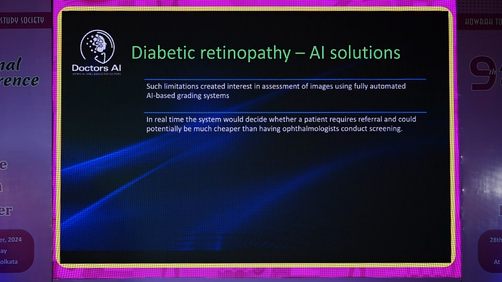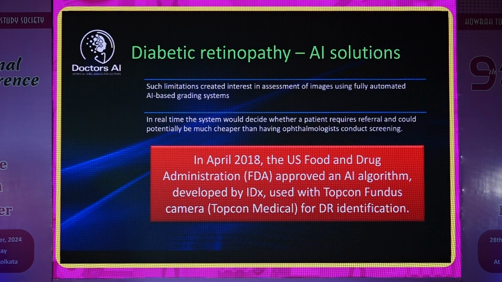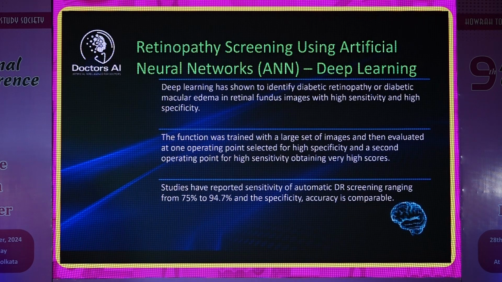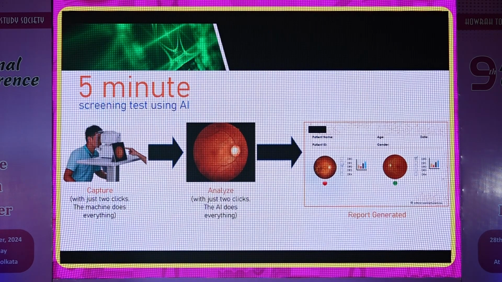What about diabetic retinopathy? In April 2018, the US FDA approved an AI algorithm which was developed by IDx with the use of the Topcon fundus camera for diabetic retinopathy detection. And since then, we've been using deep neural networks to screen for diabetic retinopathy. So what happens here? It looks like a 5-minute test. You capture, you analyze, and you get the report generated.